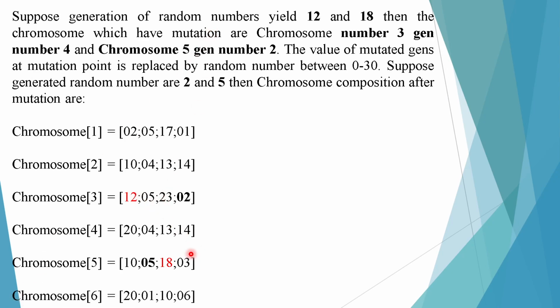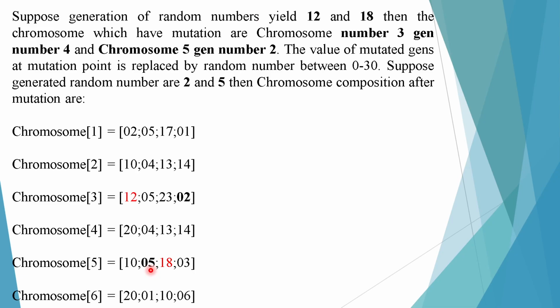Okay, so that's why here we should have 2 mutations. Suppose the generation of random numbers gives you 12 and 18. So you see at chromosome 3 we got 12 and 18 here. Then the chromosomes which have mutation are chromosome number 3, gene number 4, and chromosome number 5, where we got 18, gene number 2.